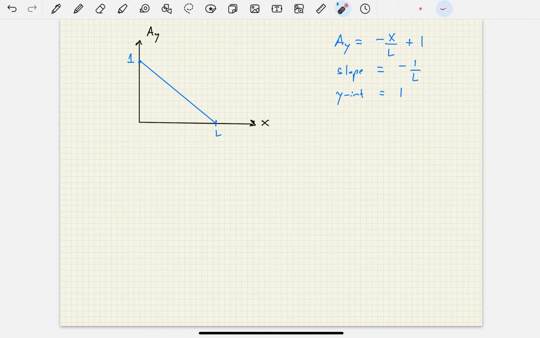So again, if you are a little rusty on influence lines or you want to see them applied to trusses, I've got some other videos for that you can check out.